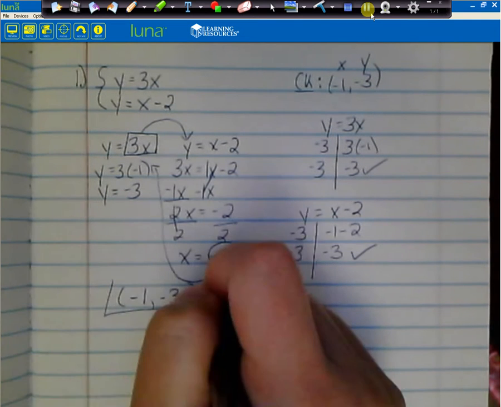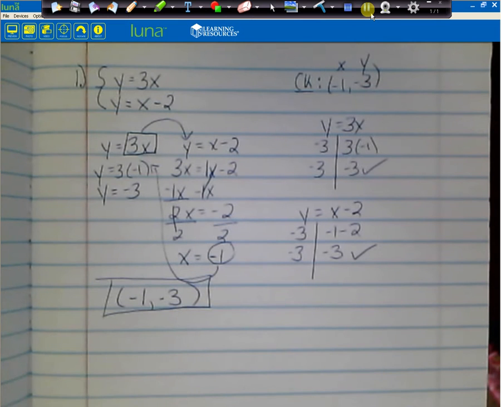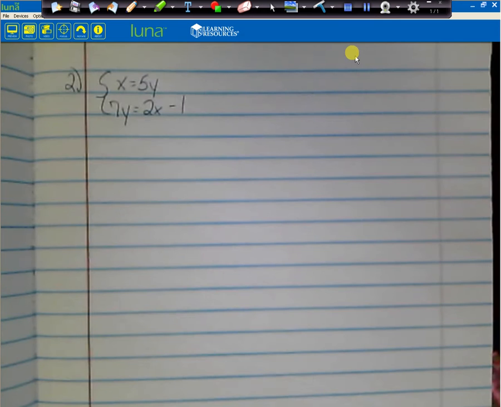This point right here. Make sure you have all of the work and the check written down for that problem before you move on. Pause the video now if you need to. Alright, go ahead and write down number 2.